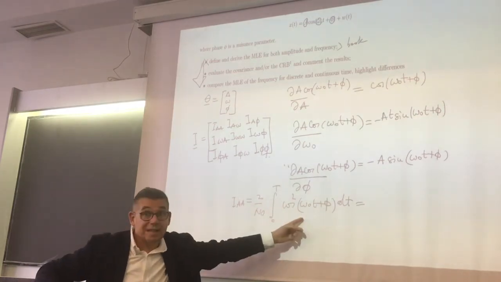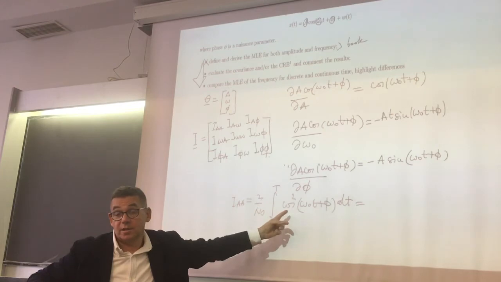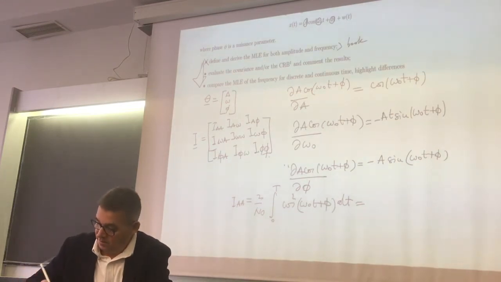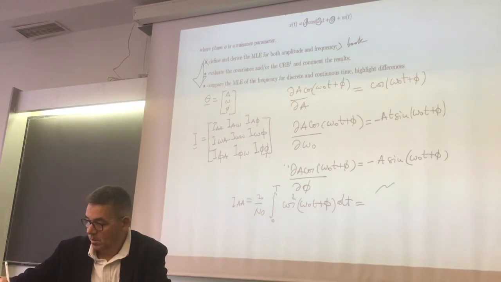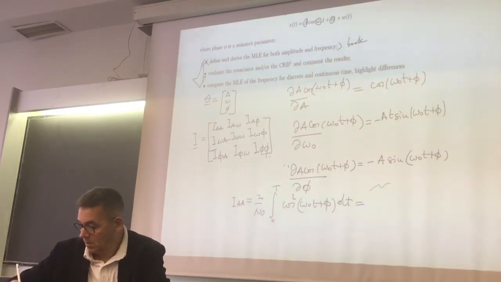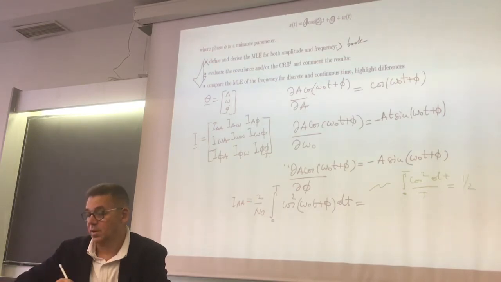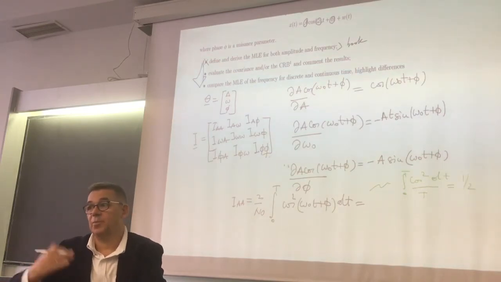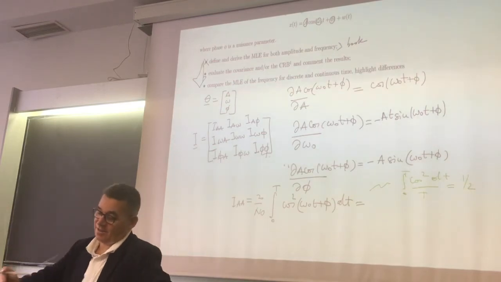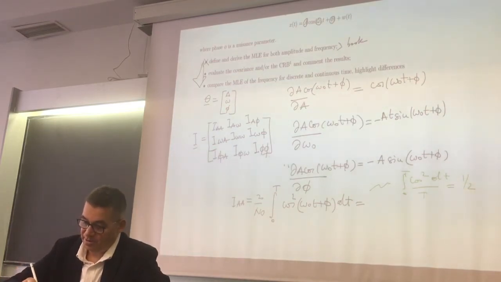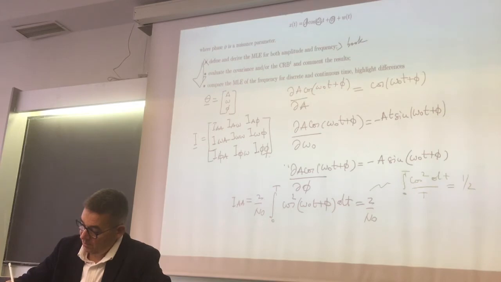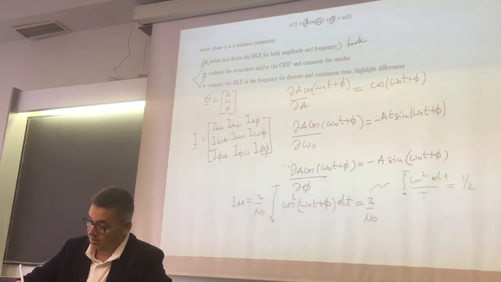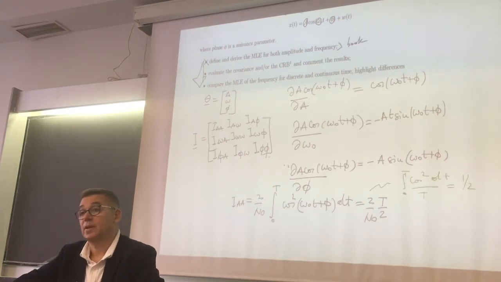So, this divided by T makes 1/2, right? Okay. The integral of cosine squared dt divided by T is equal to 1/2. Then I keep on repeating this property. So the property here is it is 2 times N0, then it's 1/2, so it is T divided by 2. Okay.